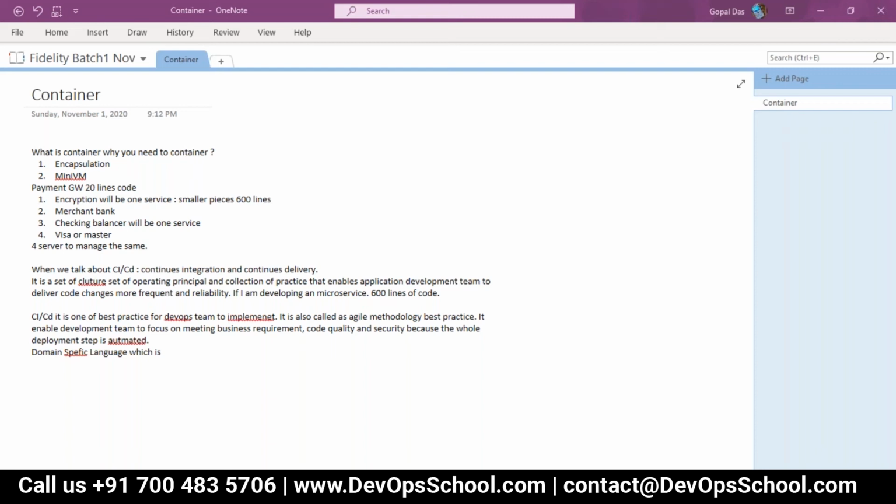So Docker has its own domain specific language. When we talk about a domain specific language, it means something anyone can understand. It is simple English to start a server, stop a server. If you know simple Linux commands, Docker is built on top of it. That is the reason Docker became so popular in the market compared to other container engines.